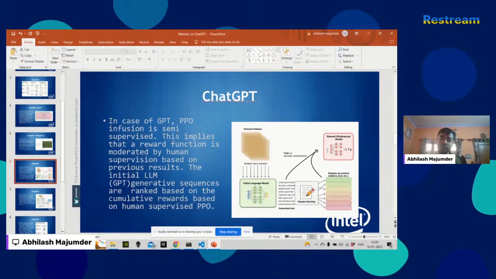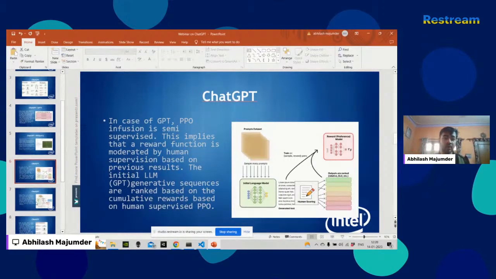The initial LLM generated sequences are ranked based upon the cumulative rewards from human supervised PPO. So there is a ranking mechanism taking place. This ranking of the different outputs is done not only by human supervision but also from the output of the PPO model that you are trying to train.